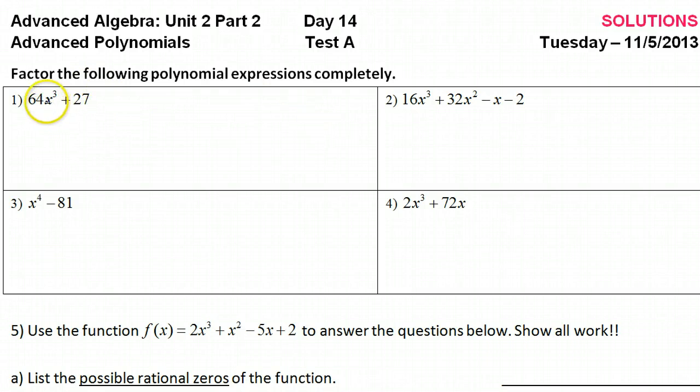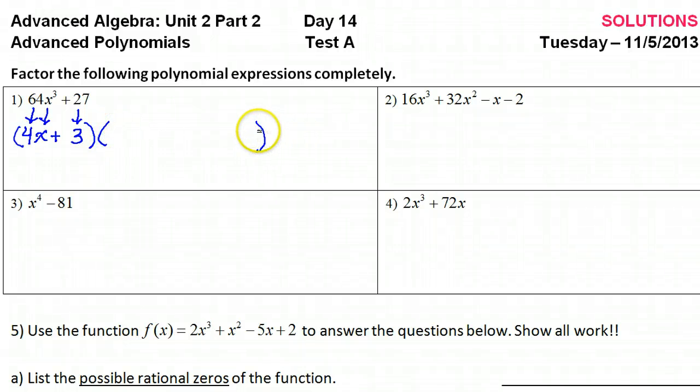So problem number 1. Hopefully you recognize this as the sum of two cubes. And we learned that the sum of two cubes will always factor as a binomial and a trinomial. The binomial is just going to be the cube root of each of these things. So the cube root of 64 is 4, right? Because that's 4 to the third power. Of course, x will give you x to the third power. It's plus, so I'm just going to bring that down. And the cube root of 27 is 3. So there's the binomial, 4x plus 3.